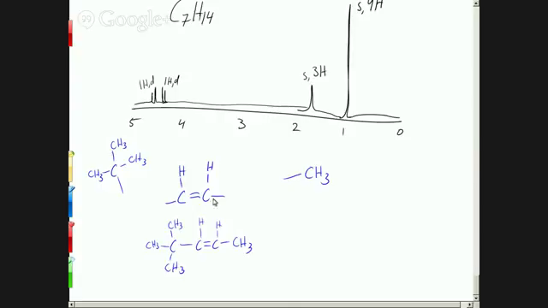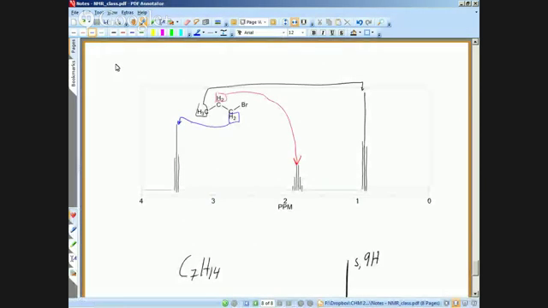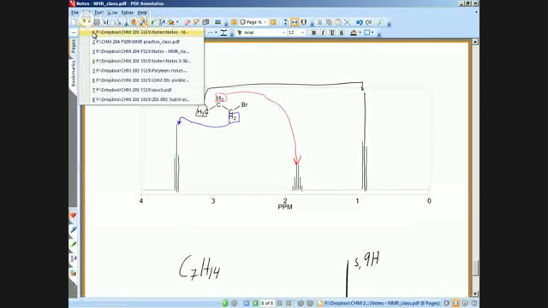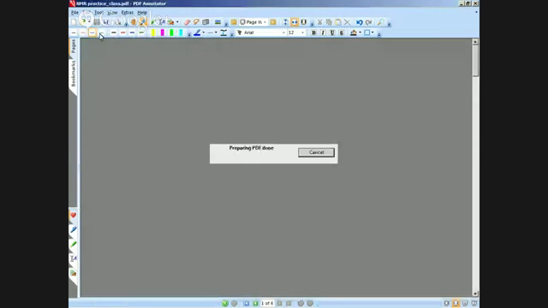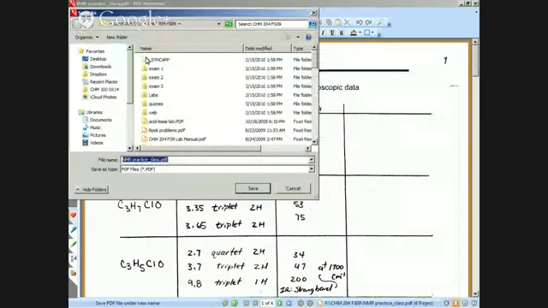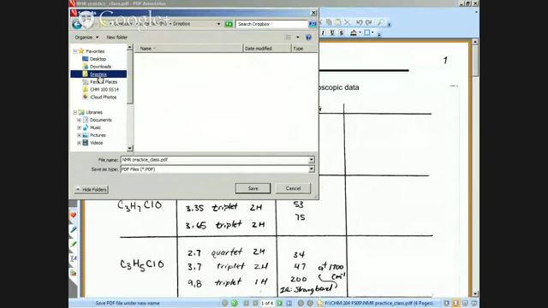Okay, let me pull up this other thing that I had. Save it in the notes here. All this online? Yes.